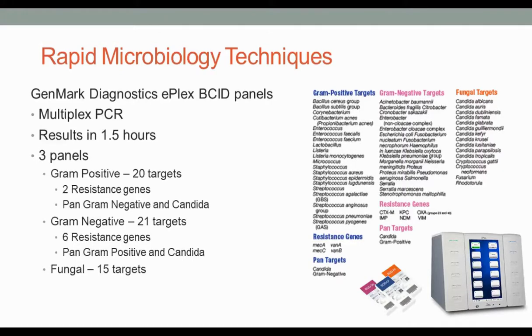The gram-negative panel detects 21 targets with 6 resistance genes. It also contains probes for pan-gram-positive and pan-Candida targets. The third panel is a yeast panel that contains 15 targets. Just like the other multiplex assays, an aliquot of blood is taken from the bottle and injected into the cartridge. Once placed in the E-Plex instrument, the test takes about an hour and a half.